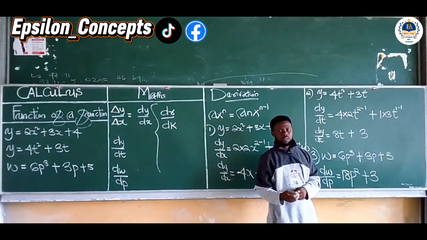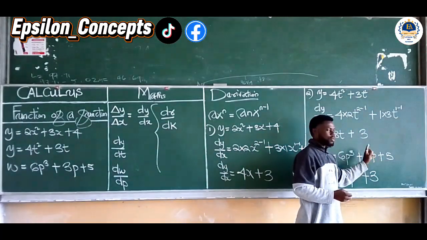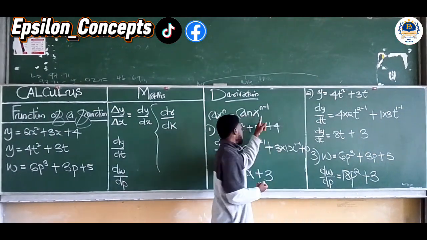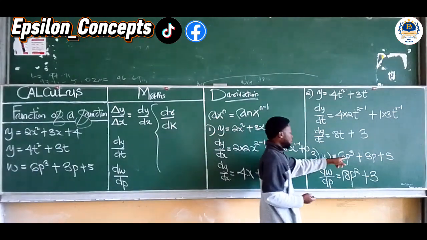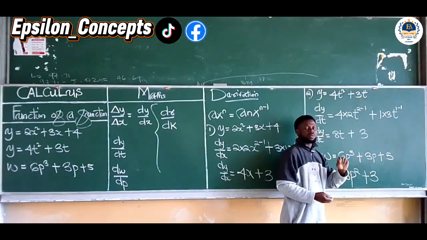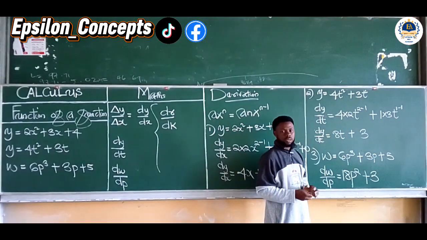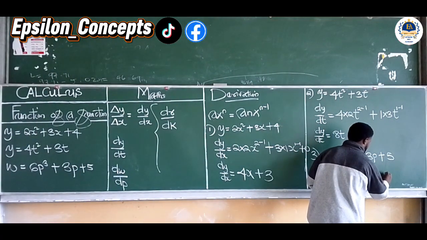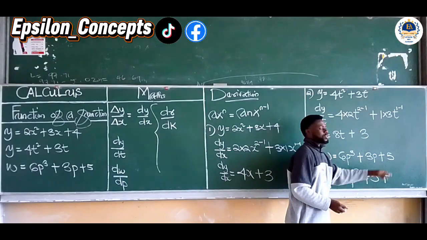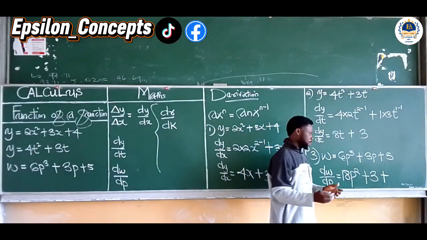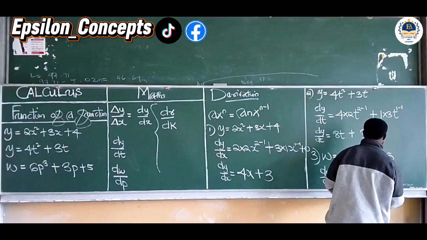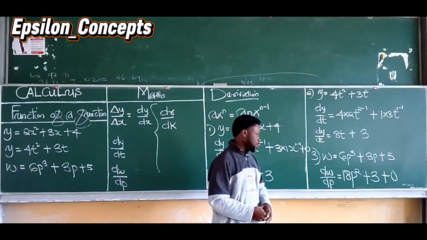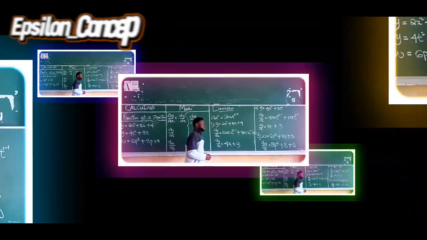Then if you subtract 1 from this 1, we have 0, because the rule states that we have to subtract 1 from the power. And we have 1 minus 1, that is 0. And any quantity raised to the power of 0 gives 1. All right, so we have 3 plus, the derivation of a constant term is always 0. So the final solution becomes 18p squared plus 3. The dW over dp is equal to 18p squared plus 3.